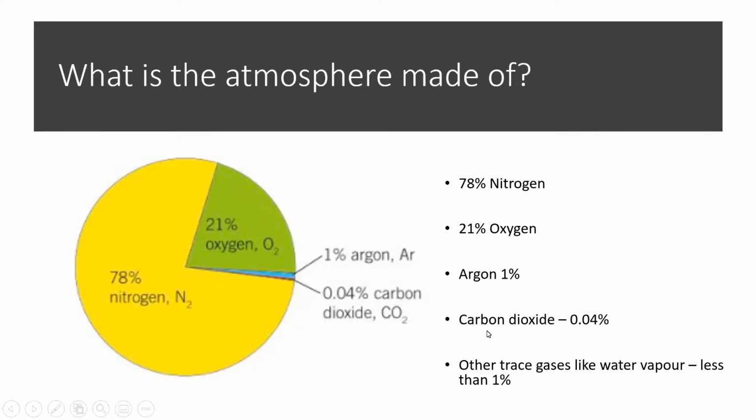So other trace gases like water vapor, less than 1%. That depends where you are on the Earth. If you're somewhere tropical, like a rainforest, you can get more water vapor than somewhere like a desert, where there's less water vapor. We don't often talk about that too much because it just depends where you are.